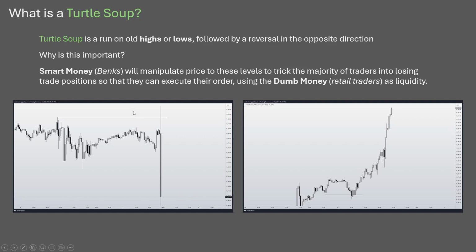And those orders are going to be used as liquidity for the smart money to execute their sell positions above this high. So they want to execute here, above this high. And the point of that is to get a better execution price. And because they know that it's going to go lower, they want to get in as high as possible.